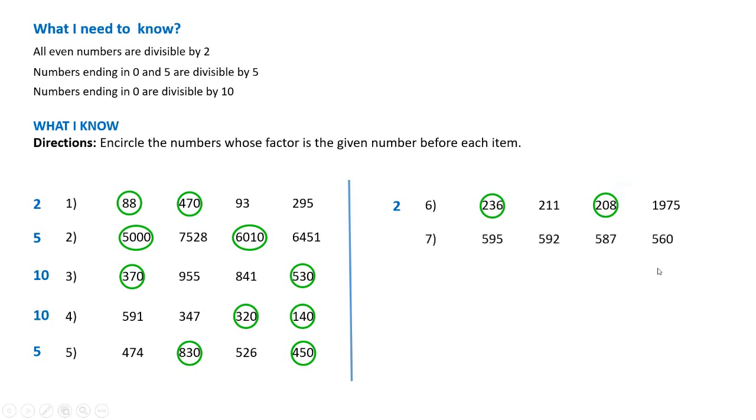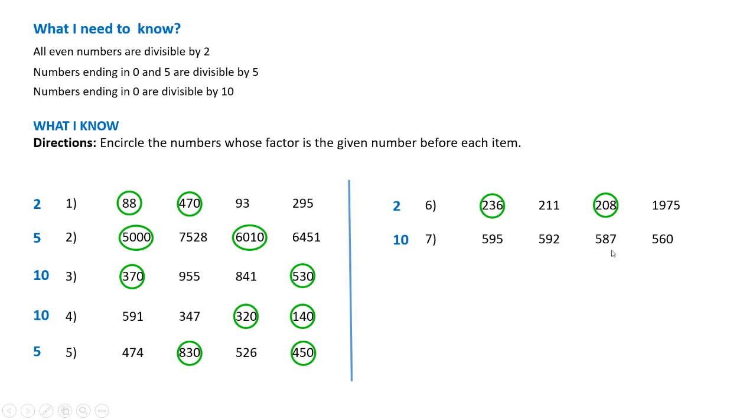The seventh batch, tingnan natin kung alin dito ang divisible by 10. 595. Ang last ending number niya ay 5, so hindi siya divisible by 10. 592. Ang last ending number niya is 2, so hindi siya divisible by 10.